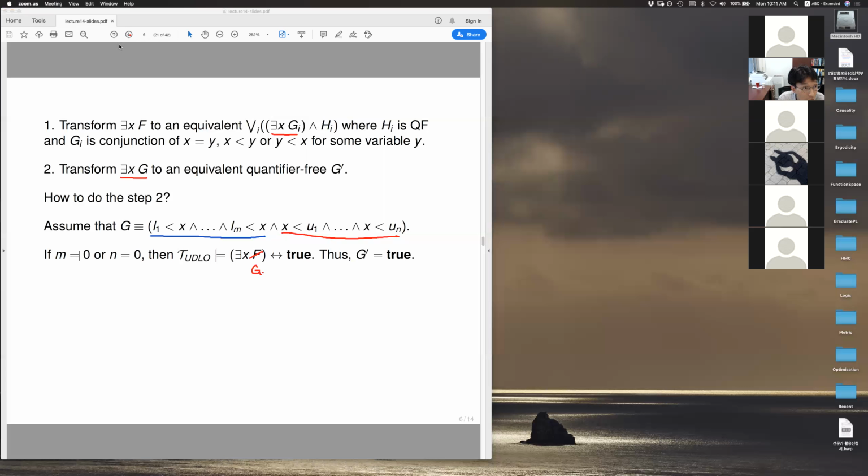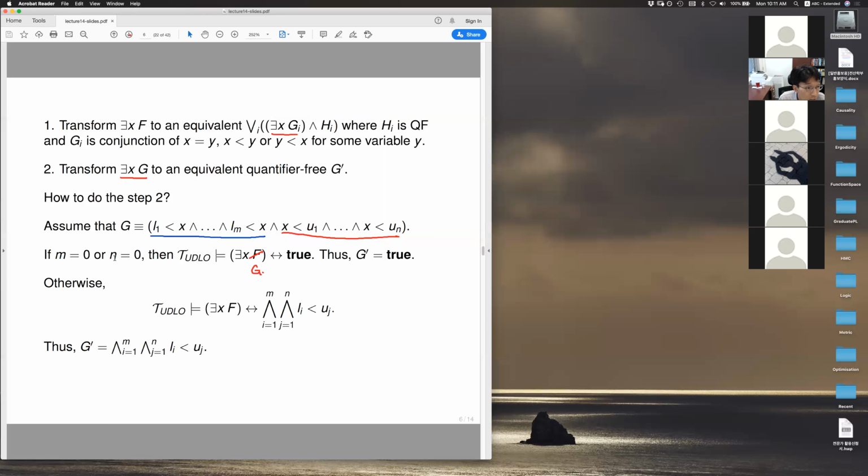So now for more complicated cases, when M is not 0 and N is not 0, in that case, we can replace this exists X dot G essentially by saying the maximum of L1 up to Lm should be smaller than the minimum of U1 up to UN. So this complicated relationship between Li and Uj is a way to say the largest lower bound should be smaller than the smallest upper bound. Any lower bound should be smaller than the upper bounds. Now, if you do this, then you can see that X disappeared completely.